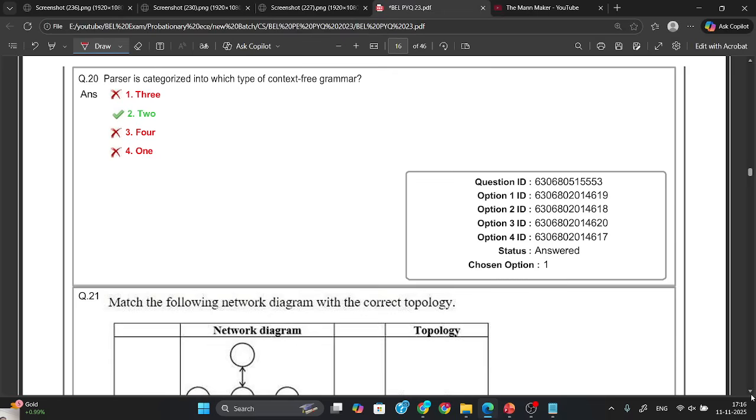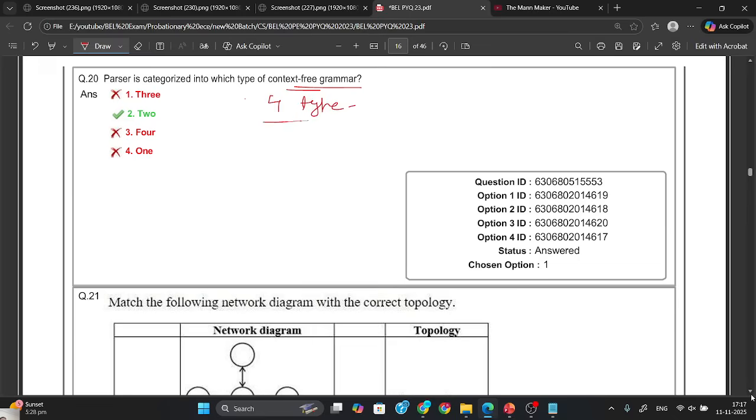Parser is categorized into which type of context-free grammar? A parser is a component of a compiler that analyzes the syntax of a given input string according to the rules of CFG, that is context free grammar. According to the Chomsky hierarchy of grammar, we can divide it into four types.